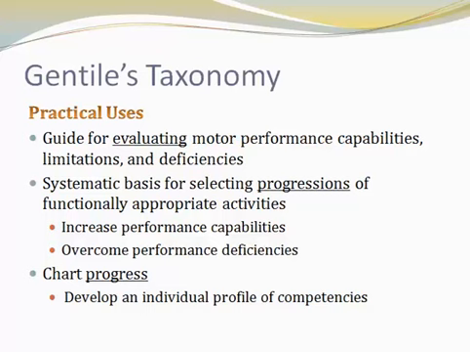So at first glance, Gentile's Taxonomy seems kind of complicated. So why would we want to use something like that? Well, there are some very practical applications for this classification system. The first is that it can act as a guide for evaluating motor performance capabilities, limitations, as well as deficiencies. It's really important for an exercise program, whether that be for sports performance or health and fitness or for rehab, that an initial evaluation is performed. So you can evaluate someone's initial capabilities using this.